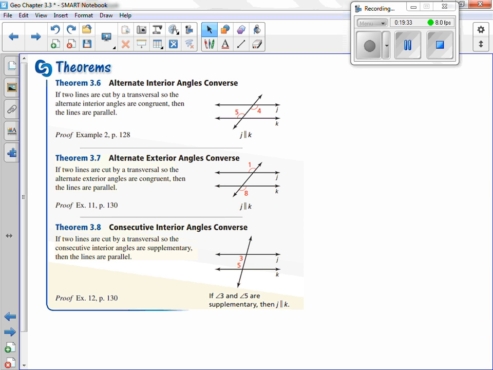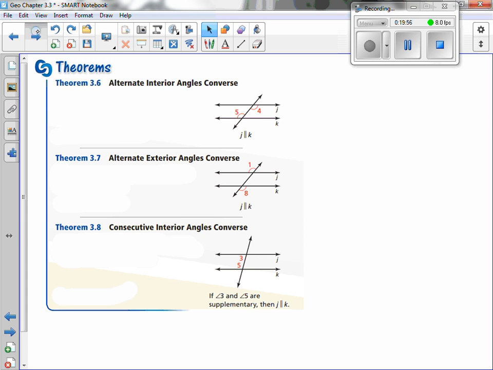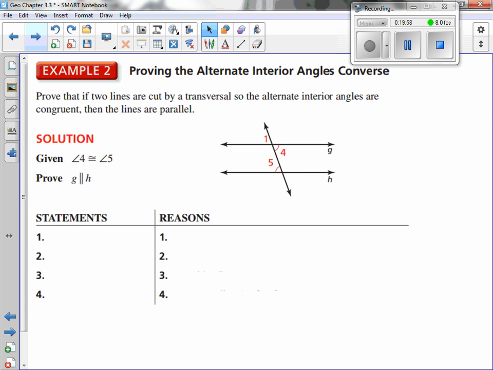Converse. Remember converse from last chapter? We switched the hypothesis and conclusion. Isn't that what we did here? Because the ones that we covered yesterday, if two lines are parallel, then the corresponding angles are congruent. So if the corresponding angles are congruent, then the lines are parallel. We flipped it. That's why they call these the converse. I think this is the actual next one, yes? Because I ended up deleting a whole bunch of slides.